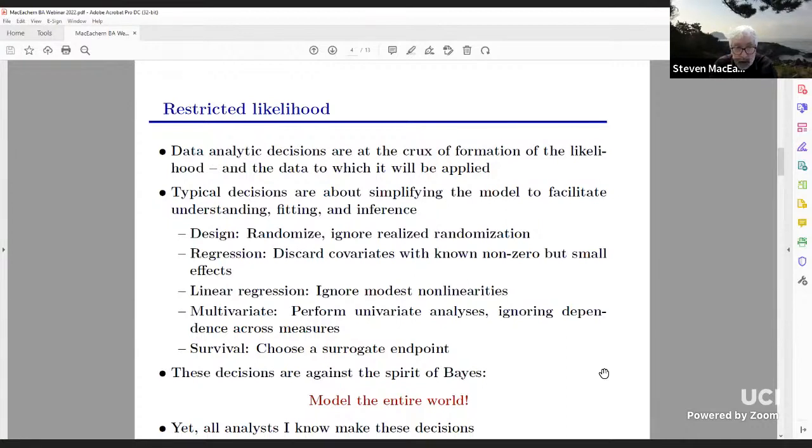Non-linearities, there's always a little bit of non-linearity in regression, and we just ignore it, right? If it's modest, we tend to ignore it. If it's large, we tend to try to put it into our models. But we do all these things. We just do it routinely. It's part of, I think, the practice of good data analysis.